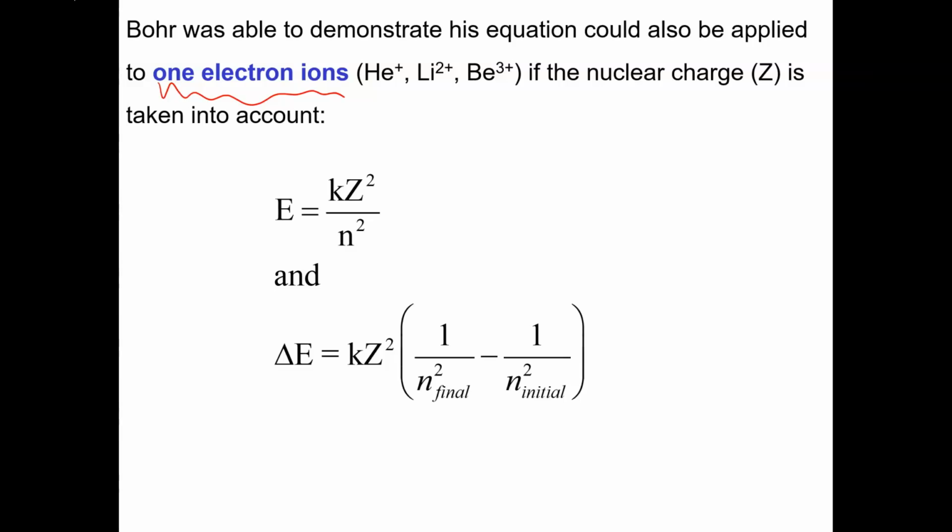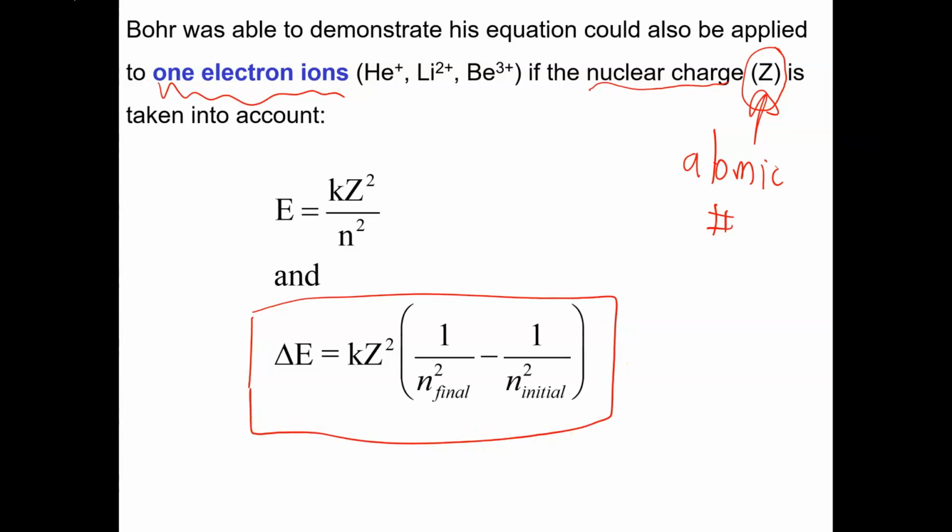just one electron. Now, if you're going to do this, you have to take into account that these ions will have more protons in their nucleus than a hydrogen atom. So you have to take into account what we call the nuclear charge, and we're going to do that via the atomic number. What Bohr found was if you included a term of Z squared into your energy formula, then this worked for these one electron ions as well. So our revised, more complete version of the Bohr equation includes a multiplier of the atomic number squared, and we just get the atomic number from the periodic table.